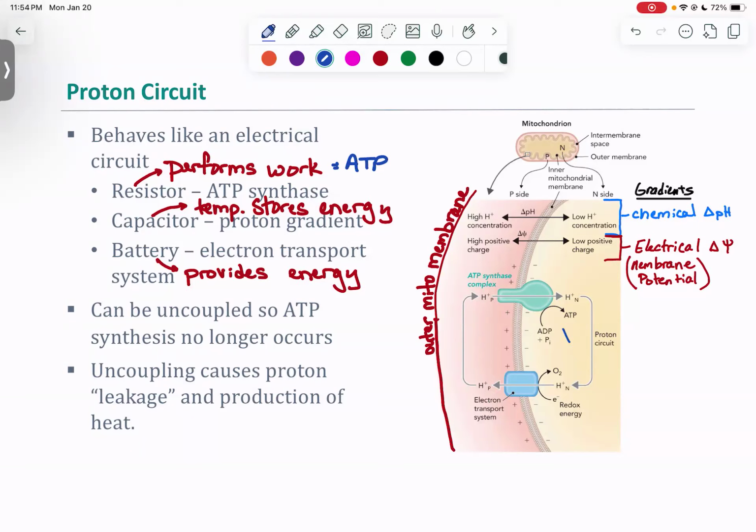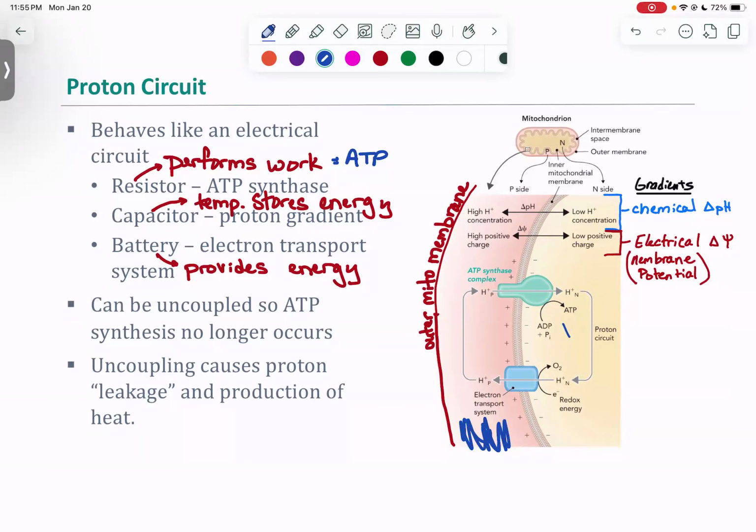The capacitor temporarily stores the energy that comes from the battery. So where does that energy go while things are working? Well, it gets stored in all of the protons that are in this inner membrane space. So that's our capacitor, our proton gradient. And then what actually has the energy is the electron transport system. That's what provides us the energy.